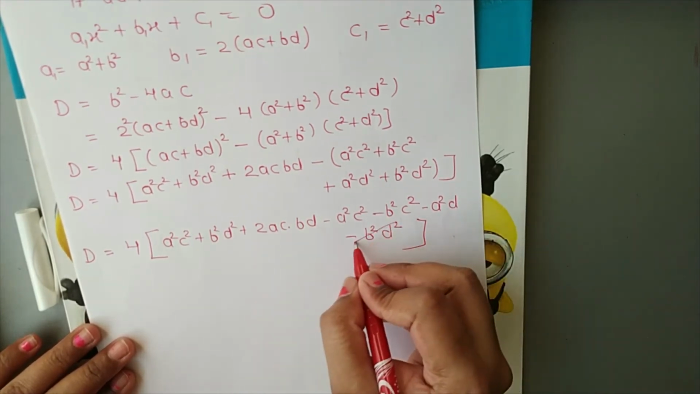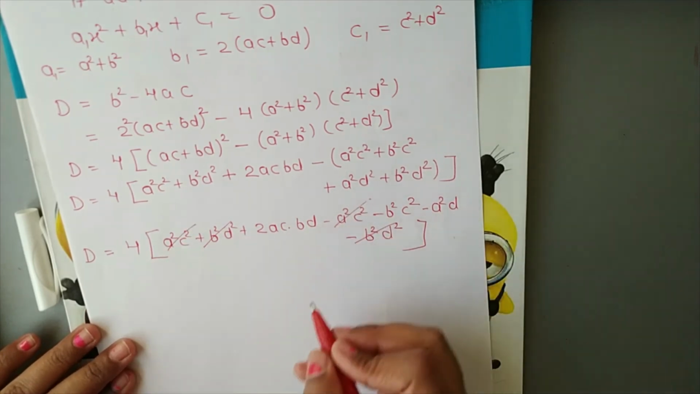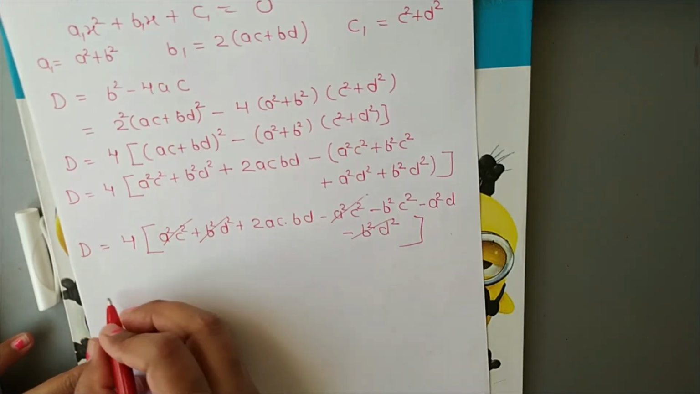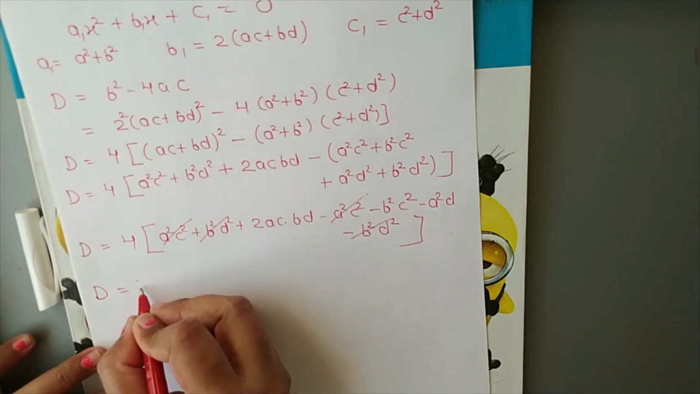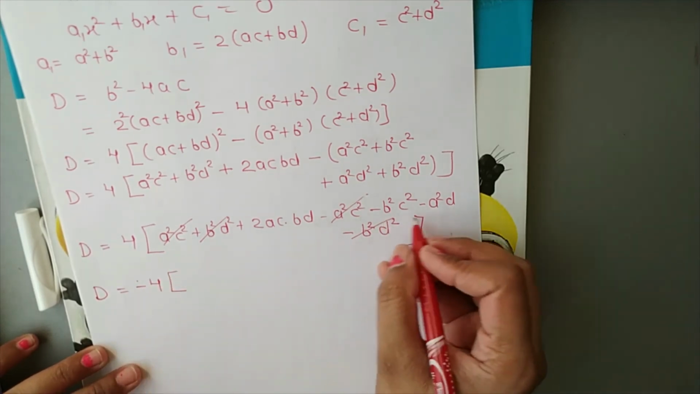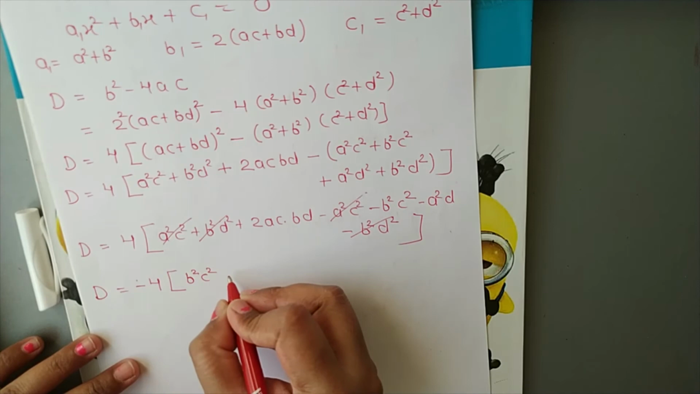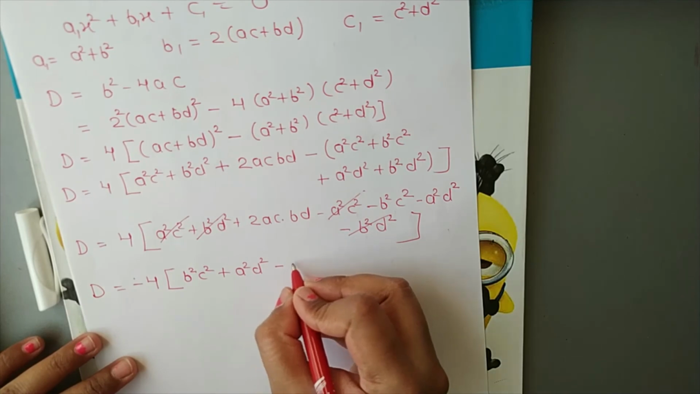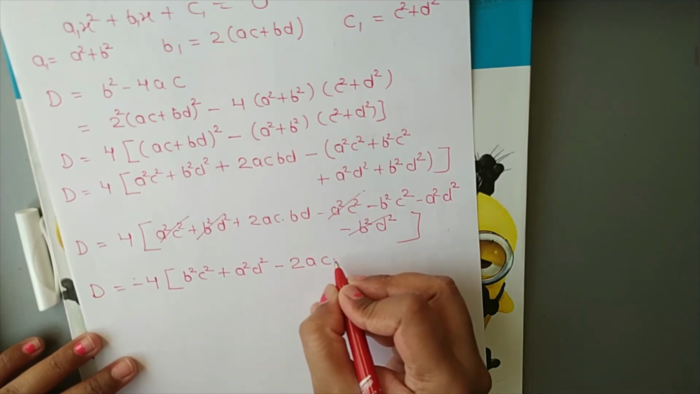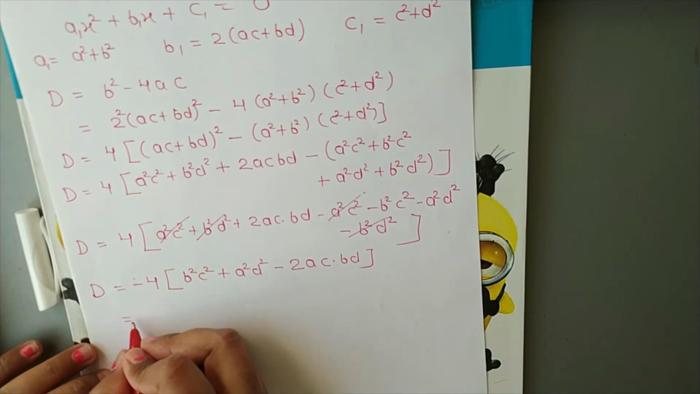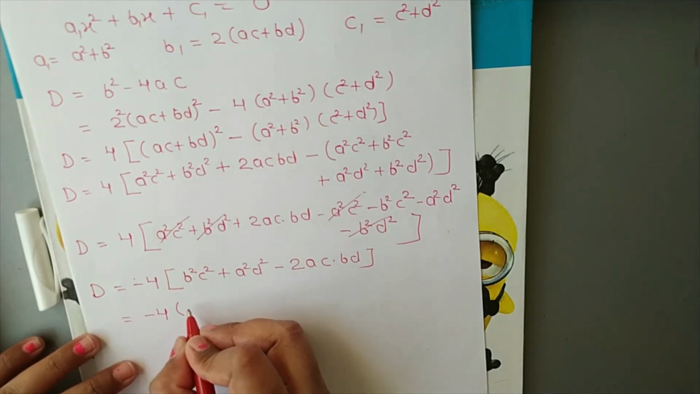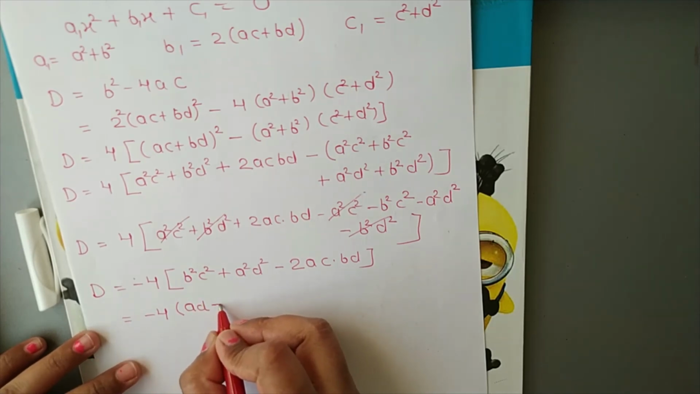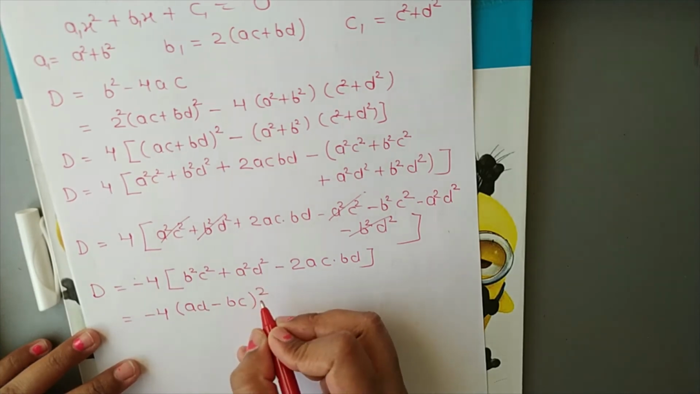Okay, so a square c square and b square d square will be cancelled. Then what is remaining? Taking the minus sign as common, it will be b square c square plus a square d square minus 2acbd. So it can be written as minus 4 into (AD minus BC) whole square.